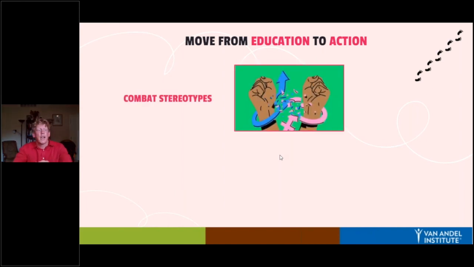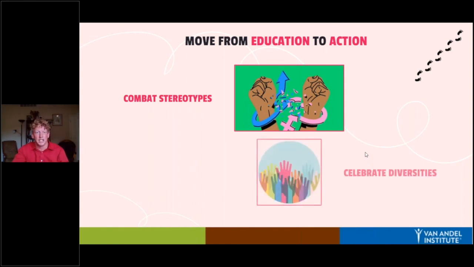We want to think about how we can combat stereotypes in our classroom. Make sure that when you're showing scientists, you're showing people who come from groups that are historically underrepresented in the sciences, right? We want to combat those stereotypes. Stereotype threat can inhibit our students from achieving what they're capable of. And so when we work against those stereotypes by who we show in our classroom, that plays a role in moving from education to action in the classroom.